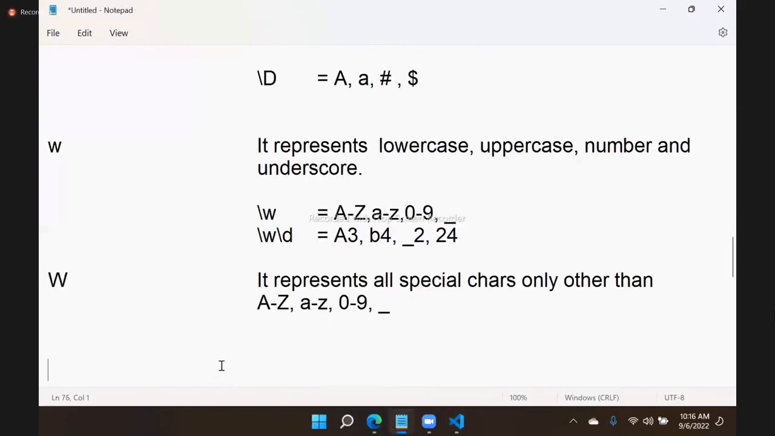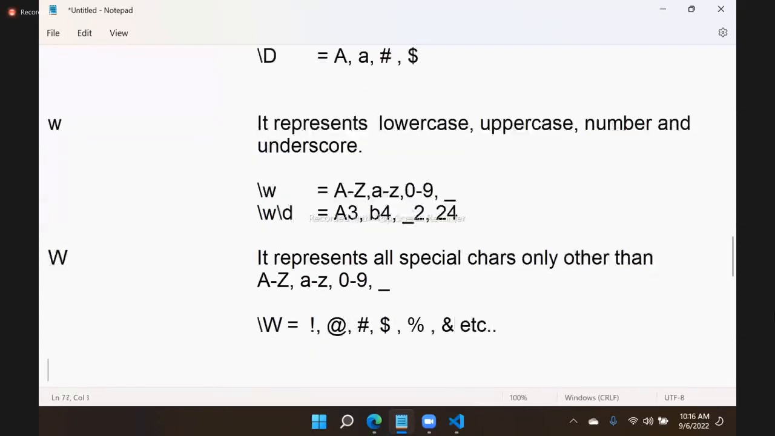So how can we define a combination? Here you can write \W uppercase. This indicates exclamation, @, hash, $, %, ampersand, like this. These symbols are allowed, special characters. You can have one or you can have multiple. Any special characters you need to define, that is allowed. Right? This is \W.